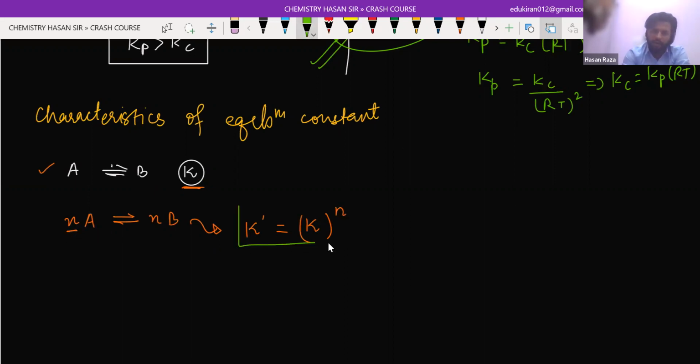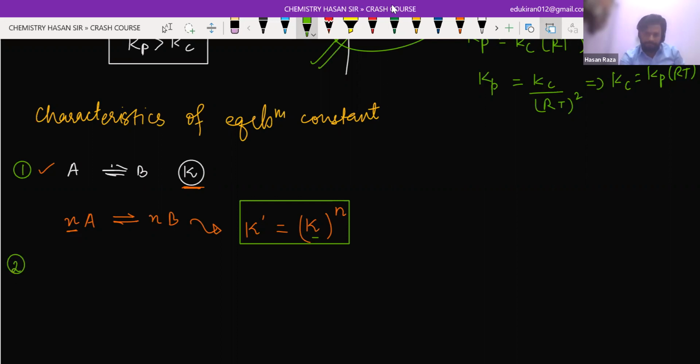This is very important, and this question has been asked so many times. Simple. If you have a reaction and that KC has been given and you multiply the old reaction with a number, then you will get a new reaction, and that KC will be equal to the KC of the old reaction raised to the power of that number. So this is the first characteristic.